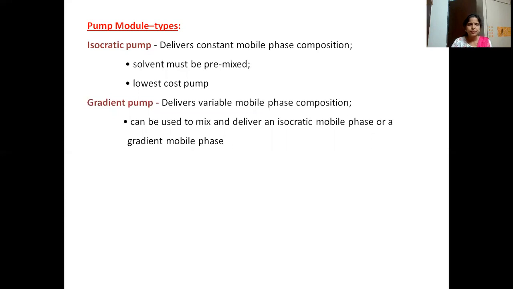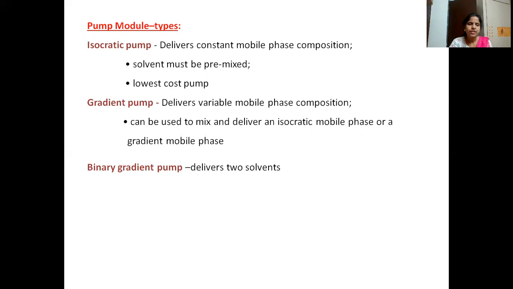And gradient pump. A gradient pump mainly delivers a variable mobile phase composition. Suppose after 5 minutes of running the column, if you want to change the composition of the mobile phase, then you can change it by using this gradient pump. It can be used to mix and deliver an isocratic mobile phase or a gradient mobile phase. So you can go for either isocratic or gradient mobile phase by using this gradient pump.